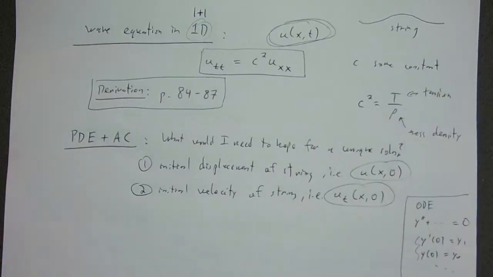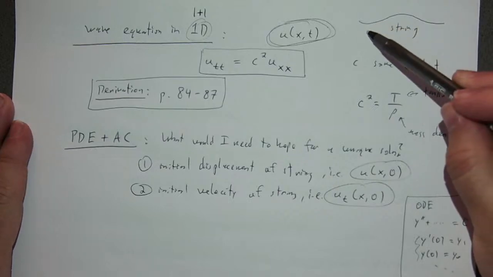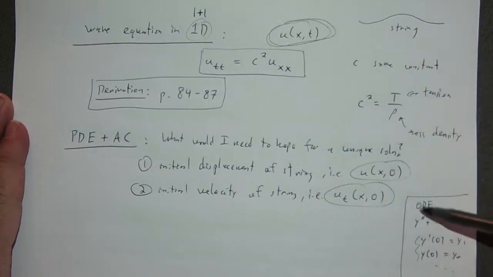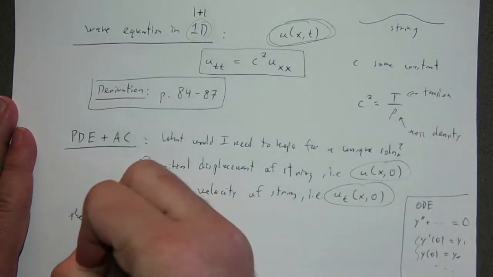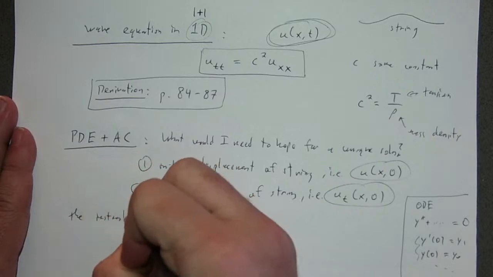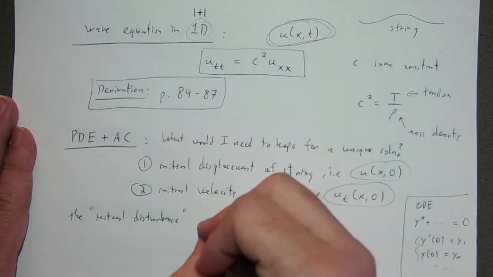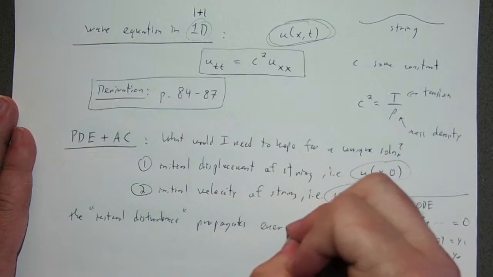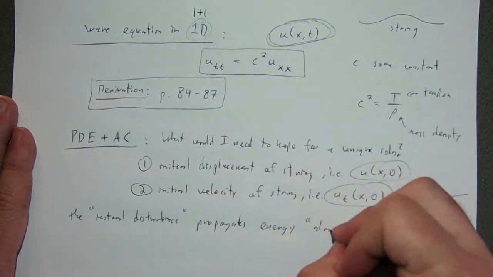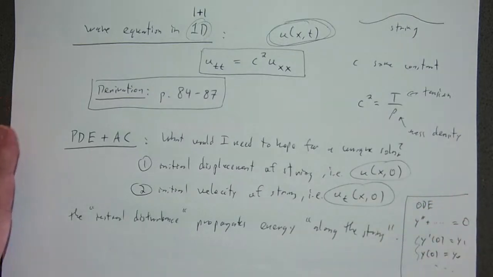Of course, you can do this yourself. You can take a string and do this very thing and see what is going on. But what is it that's propagating along the string? It's energy. Energy is being transported across the string. So the initial disturbance propagates energy along the string.